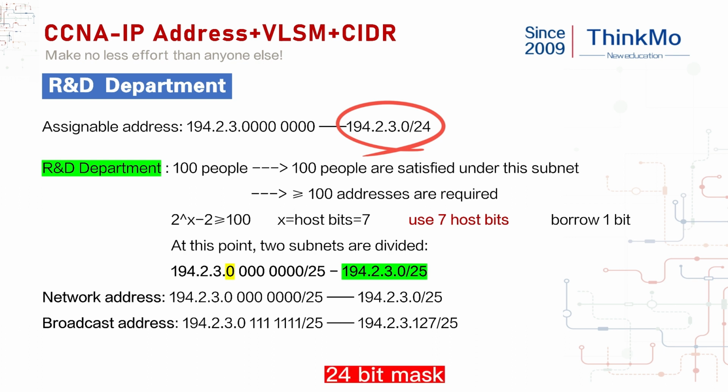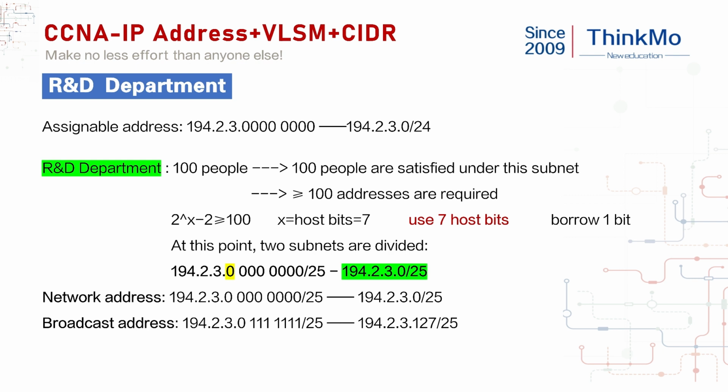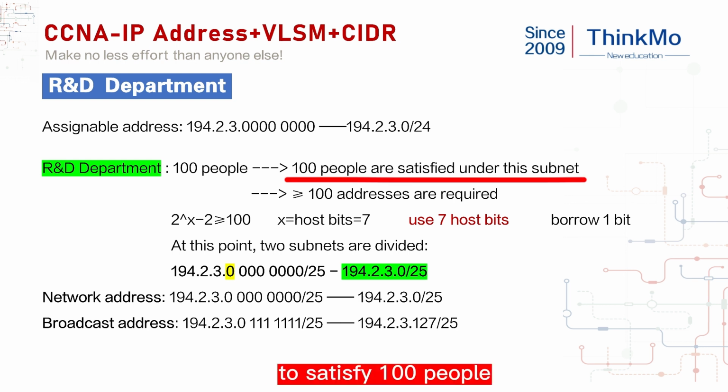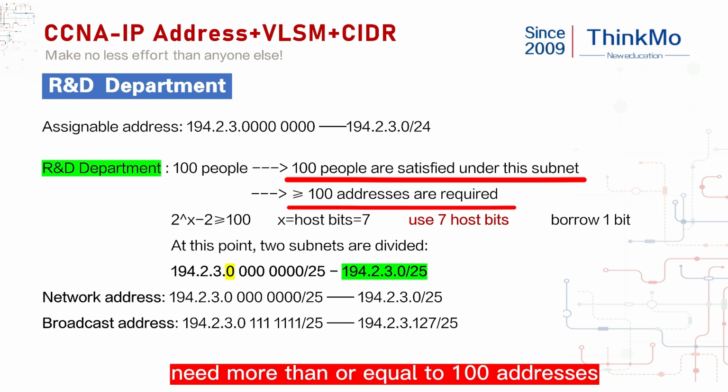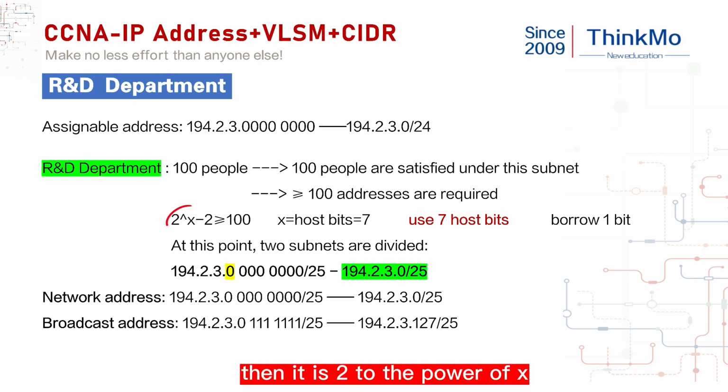It is 194.2.3.0 with a 24-bit mask. We first give it to the RAND department, because there are too many people. The RAND department is 100 people. If a department has 100 people, then the default subnet must satisfy 100 people. So how can you be satisfied? This requires more addresses: we need more than or equal to 100 addresses. Can you understand? Since every variable bit has 2 cases, it is 2 to the power of x. Please pay attention: 2 to the power of x is fine by itself.